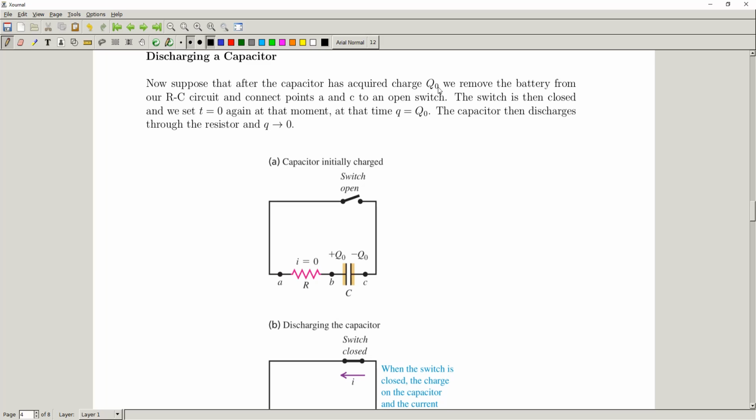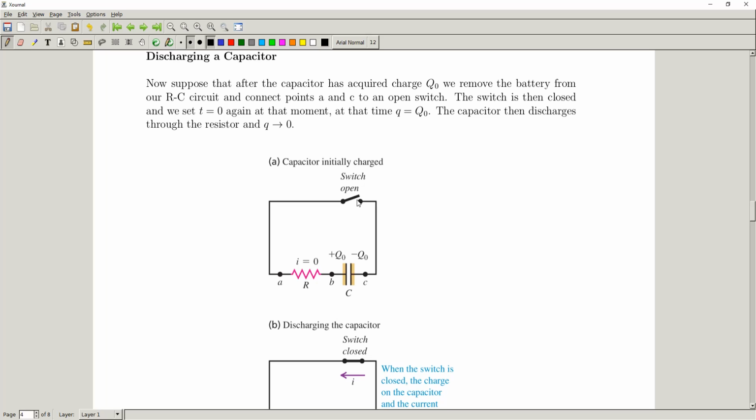We call the initial charge on it now Q0 because we're resetting our stopwatch to 0 again after this thing is charged. So we call this Q0, battery is removed, and we connect these 2 points A and C to this switch, like I said before, right? We're then going to close the switch, as we set our stopwatch to 0, and we're going to see what happens.